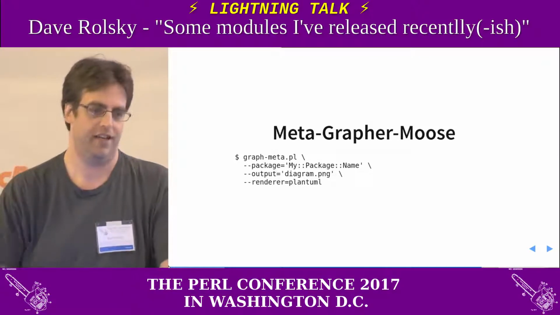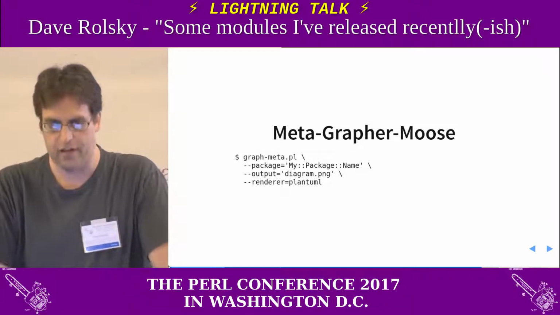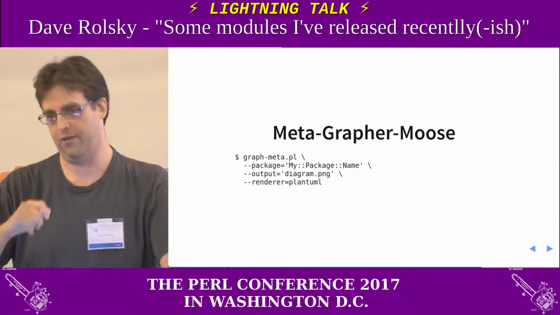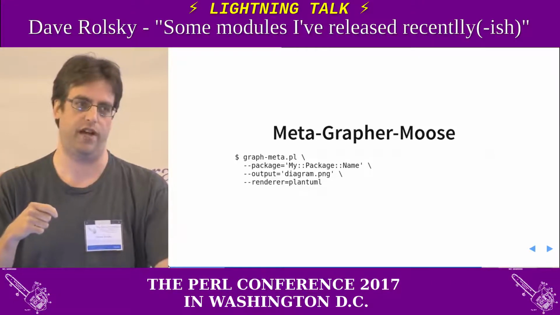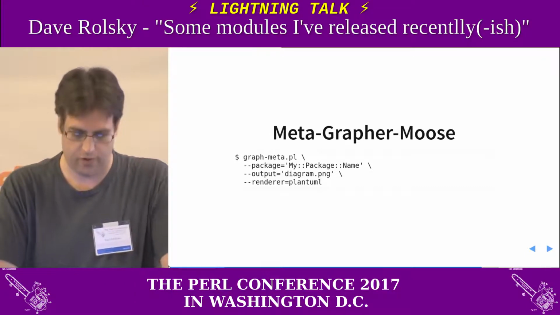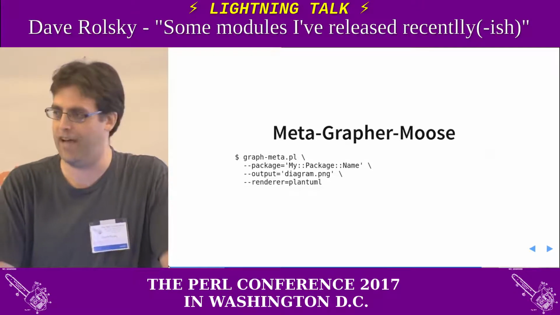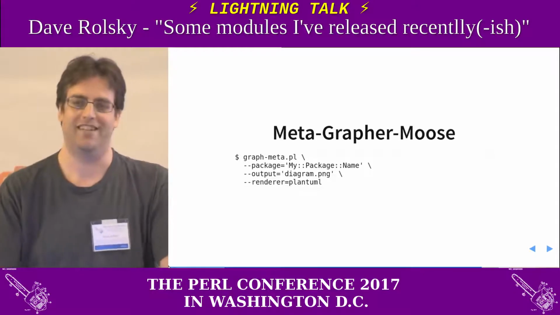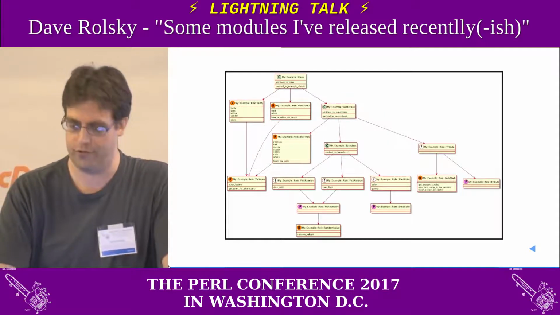So it's just a command line tool. You run it, you give it a package, you tell it where to output the file. There's two renderers, GraphViz, which looks like crap, and PlantUML, which looks really good but requires you to have a jar file just sitting around. And it will make a graph like this. Now, if your code is this complicated, that's bad. But anyway, it will probably help you better understand the code that you have created.